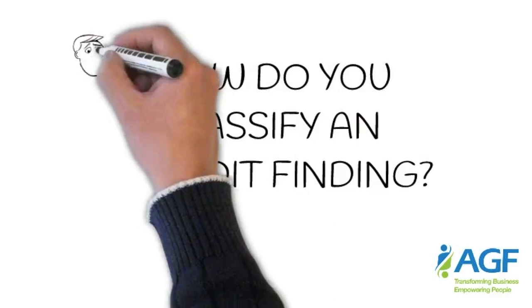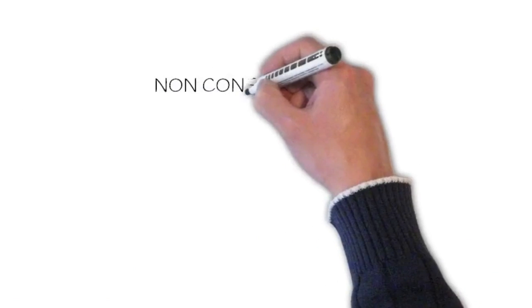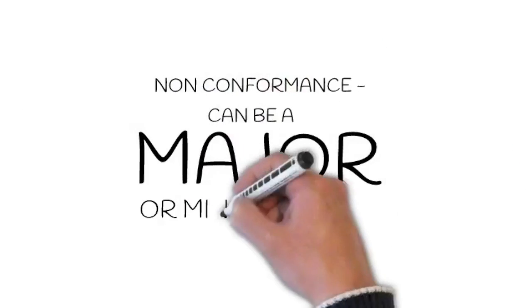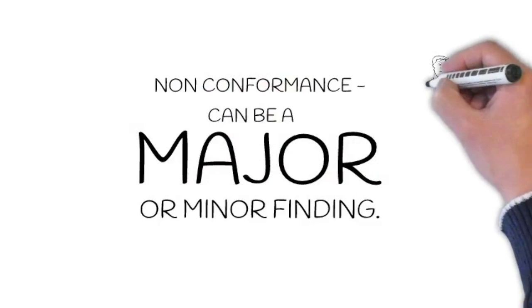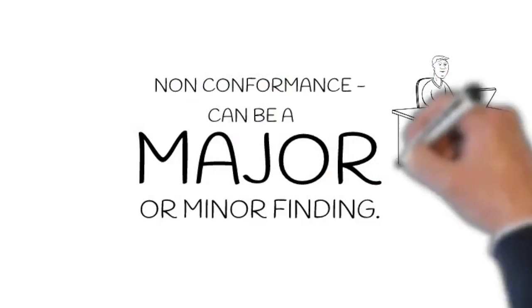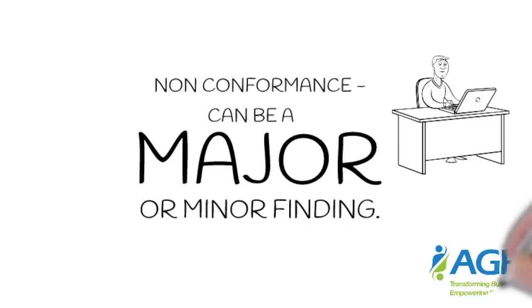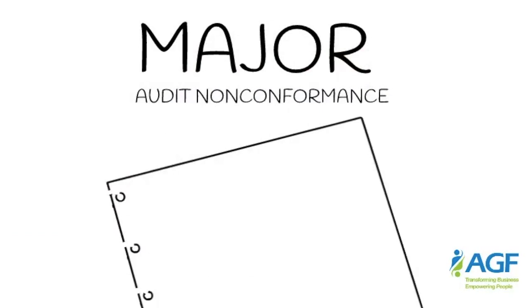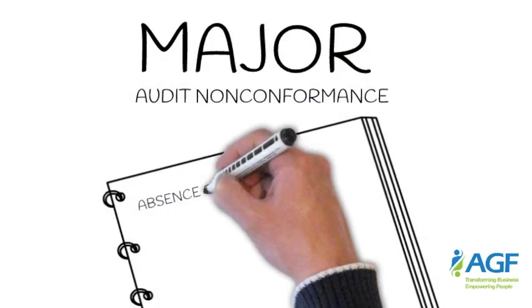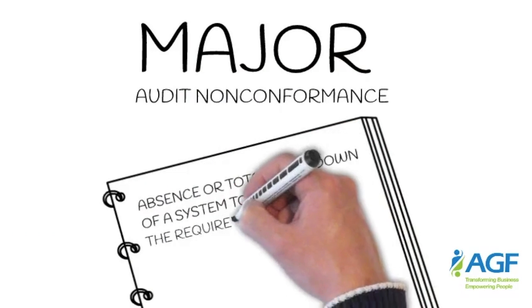How do you classify an audit finding? Non-conformance can be a major or minor finding. When can you say it's a major non-conformance? Major nonconformance is the absence or total breakdown of a system to meet the requirements of a clause of ISO 9001 or other standard requirements.